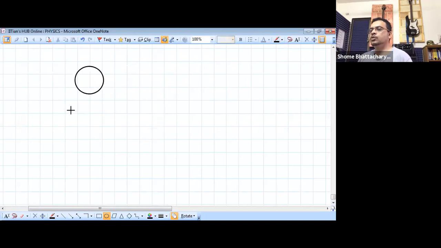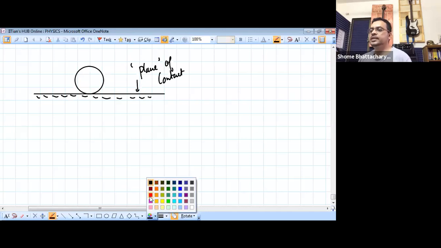So for example, if you have a round object against a plane surface like this, this is the plane of contact. It will always act, the normal reaction will always act perpendicular to this. It will always act like this. So it will act along a line which is perpendicular to this. Like this.